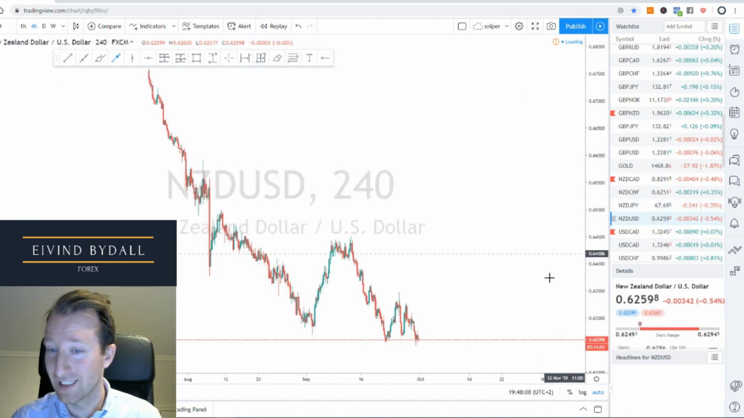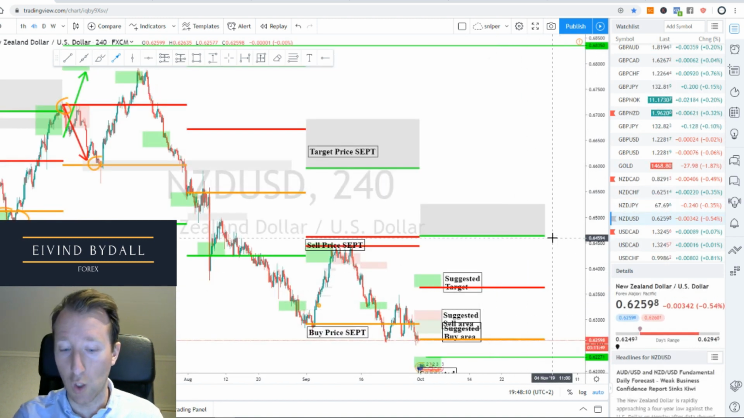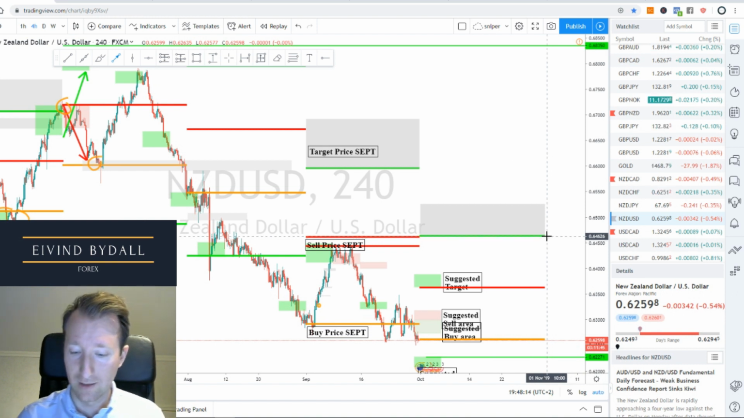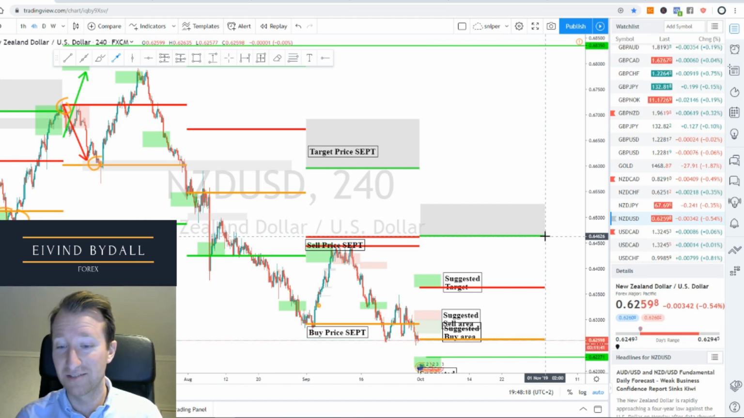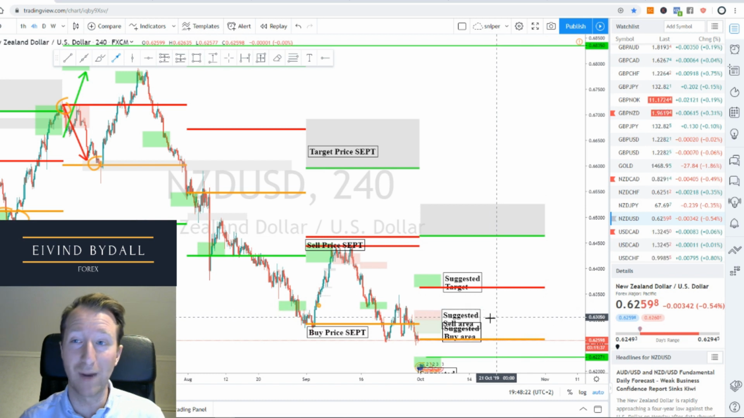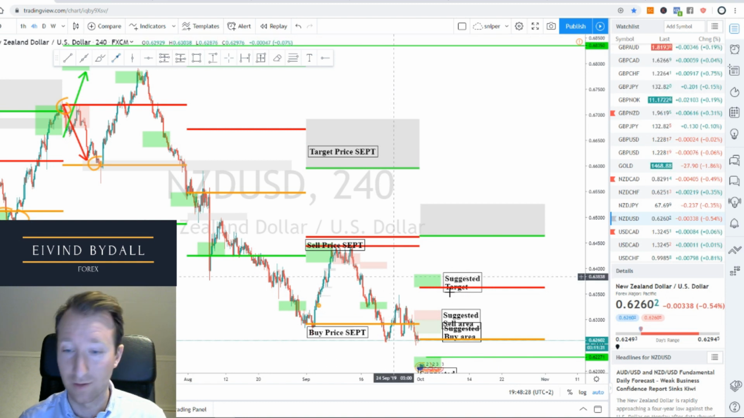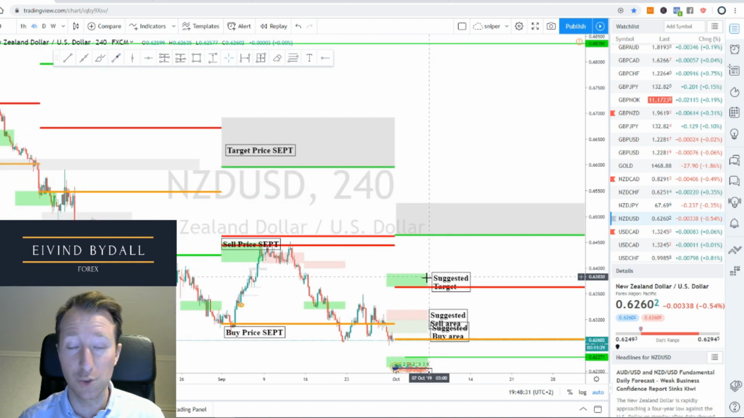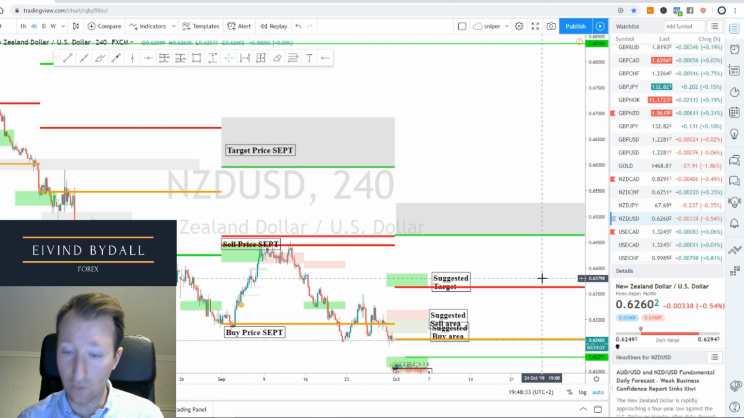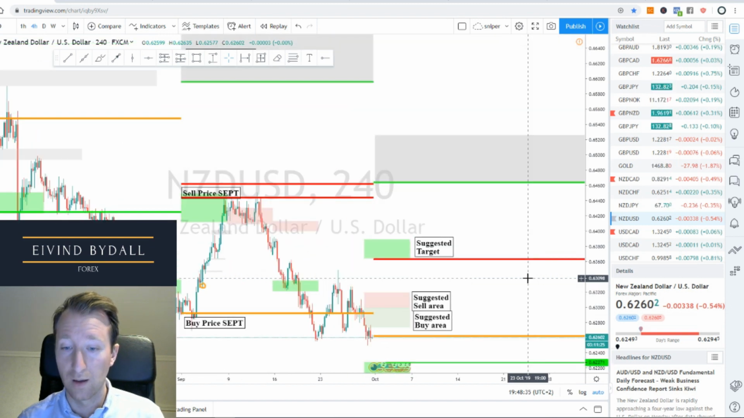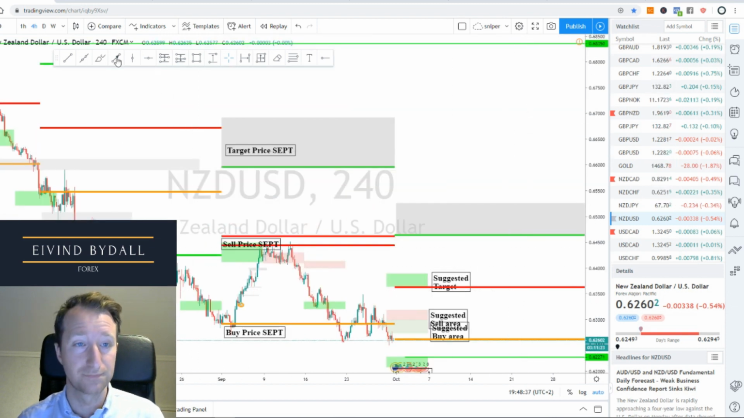New Zealand dollar, but she says USD Swiss. I've actually, from this month on, said I'm not going to do USD Swiss anymore. Maybe that will bite me, but I don't have time for it. I don't really want you to trade it, so why should I prepare something for you that I don't want you to do? But okay, New Zealand.